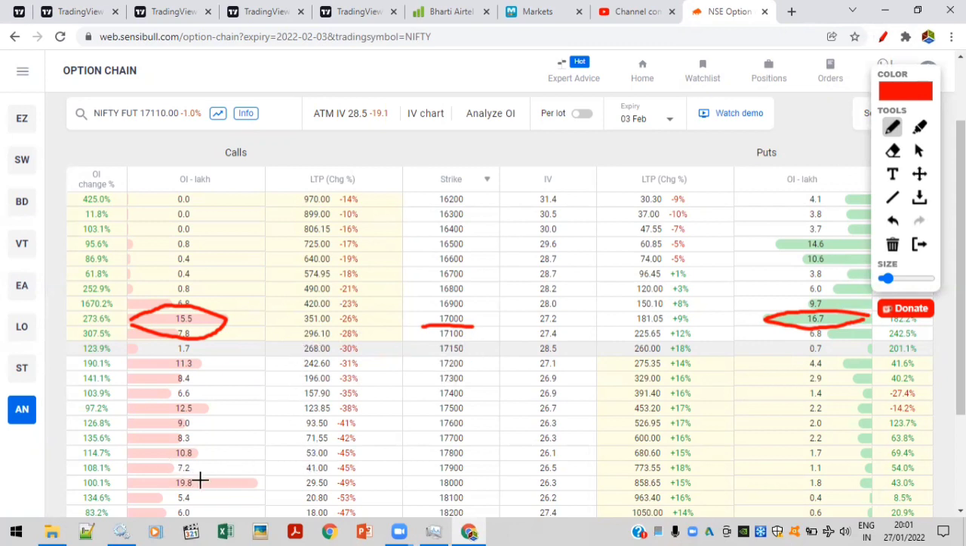Then you can see the major resistance is 18,000, and the second major resistance, if you ignore that one, is 17,500. This is how I look at the option data. So tomorrow we should see some positive build-up and some short covering. Call writers from 17,000 should start covering their positions, which would push Nifty higher. The next resistance is at 17,200, so a range could happen on the upside.